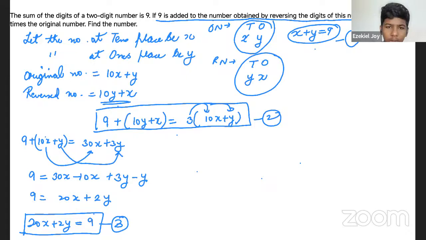This is the first equation, and this is the third equation. We have to use the elimination method to get the answer. Can you do it? Ezekiel, unmute your mic and say, can you do it? Yeah, I guess. Okay, Hannah? Okay, quickly do it, and give me the answer also.